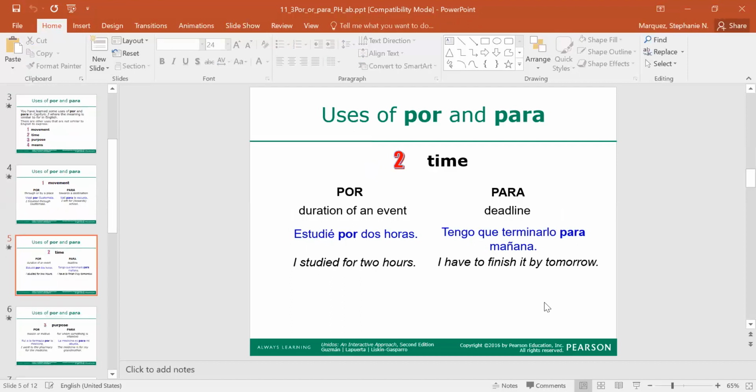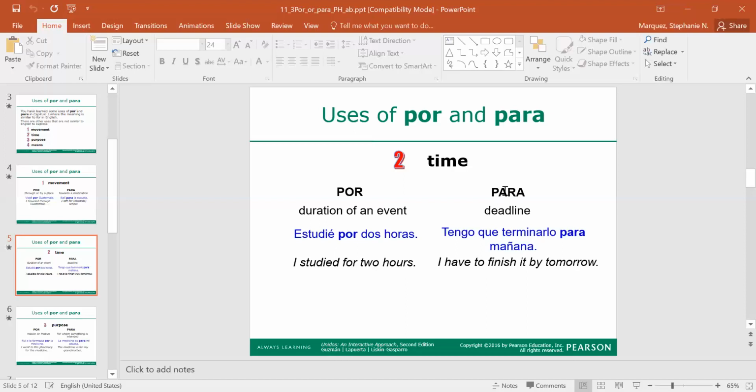What about time? So the uses of por and para with time, we'll look over at por first. A duration of an event, or just think a duration of time. That would be the better way to think about it. Estudié, it's the preterite. I studied. Estudié por 2 horas. I studied for 2 hours. So notice that this is once again por, meaning for, but why do we use it in this sentence? Because you studied for a duration of 2 hours. Don't think about it so much like a duration of an event, like the concert, I don't know, lasted 2 hours or something like that. Just think about it in terms of duration of time.